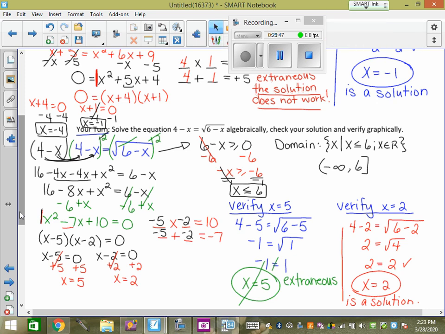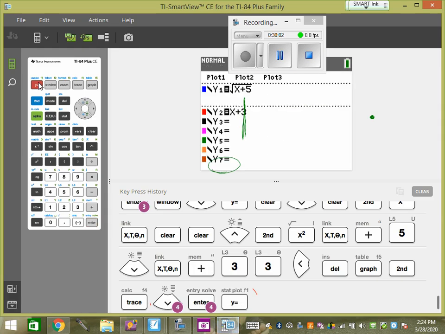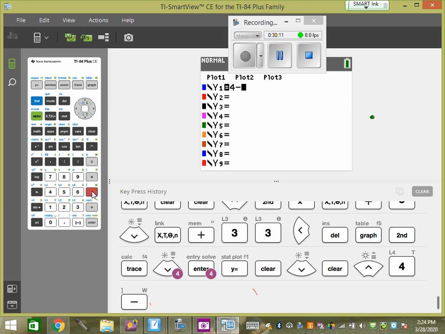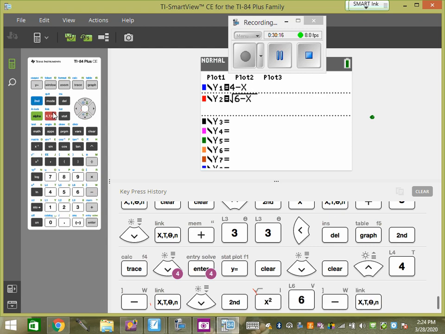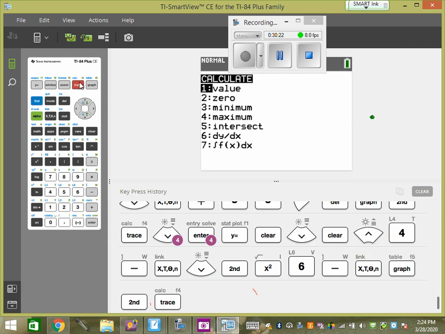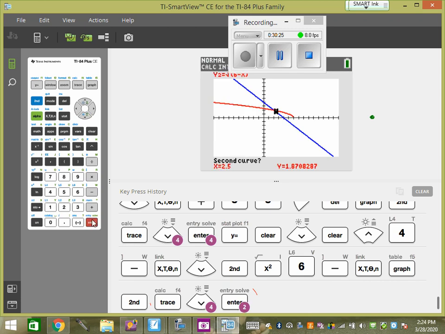Now we're going to check with our calculator again. We're going to type the left side into y1 and the right side into y2. So into y1 I have 4 minus x, and into y2 I have the square root of 6 minus x. Graph. Now I can see where they intersect, so I'm going to check it. Second trace, 2, enter, enter, enter, and the answer is 2.